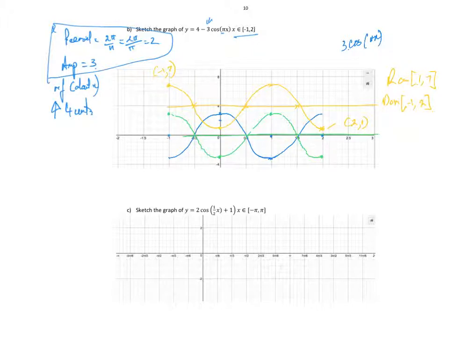I think period and amplitude in one hit, I think up to here, maybe is tech free. Anything more involved, like the one underneath, is probably going to be tech supported, especially if you have to find intercepts for things like this. So let's have a look at our graph here.